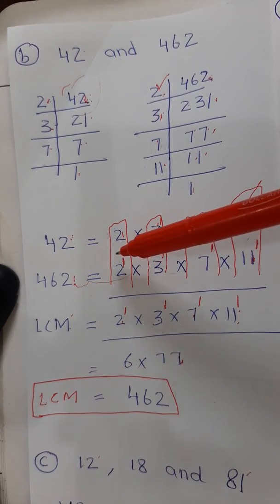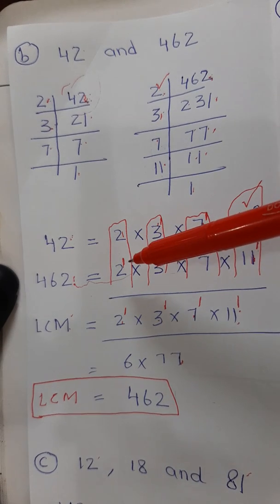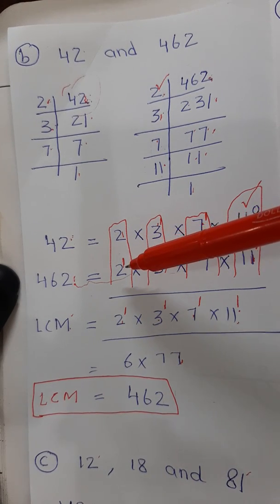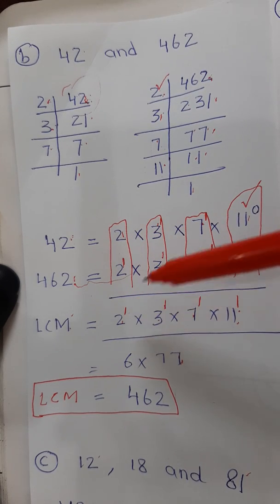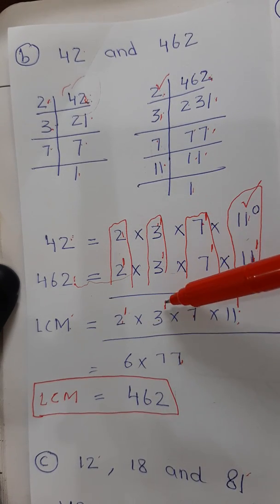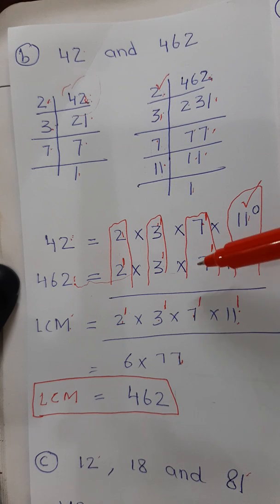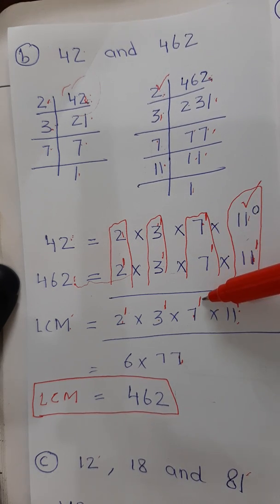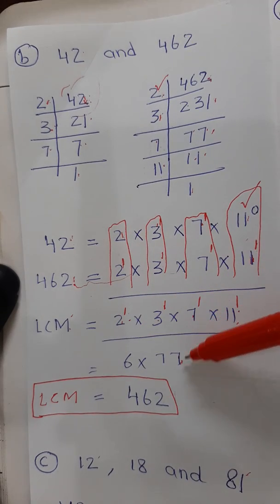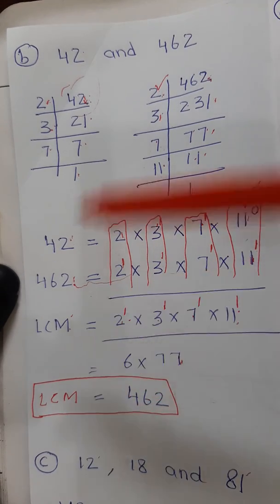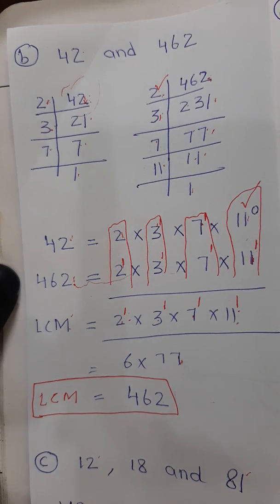Now from each column, take out the number with the highest power. From the column of 2, I will take out 2 power 1. From the column of 3, 3 power 1 will be taken out. From the column of 7, 7 power 1 will be taken out. And from the column of 11, 11 power 1, which is greater than 11 power 0, is taken out. Multiplying all these numbers, you will get 462 as the LCM of 42 and 462.